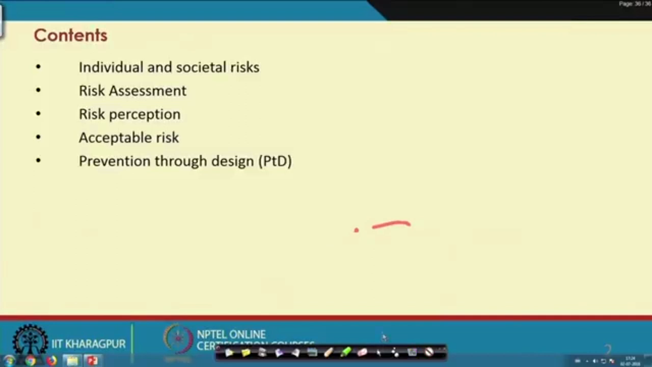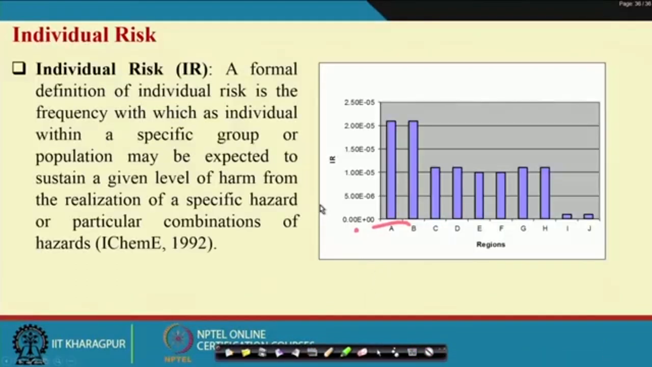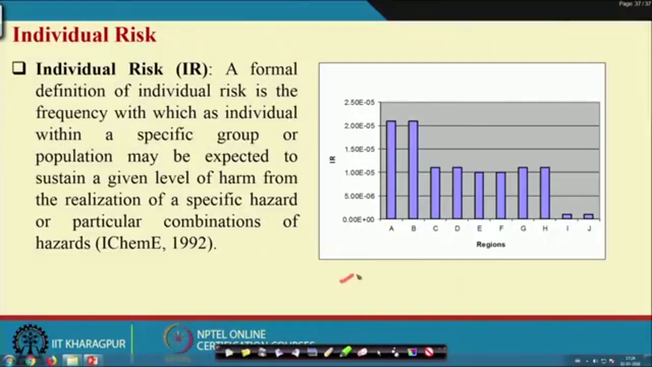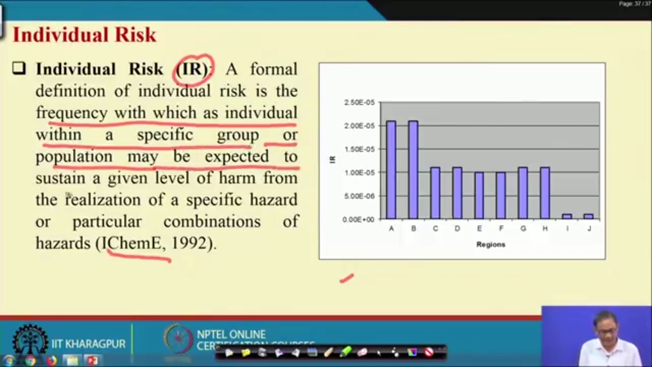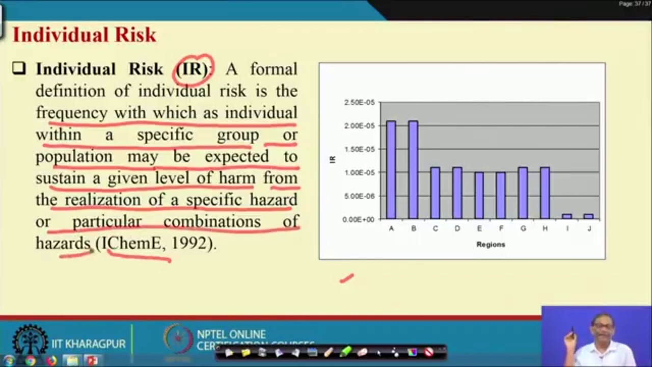So, let us see what is individual risk. What is individual risk, IR? We will go by the definition of IChemE. A formal definition of individual risk is the frequency with which an individual within a specific group or population may be expected to sustain a given level of harm from the realization of specific hazards or a particular combination of hazards.